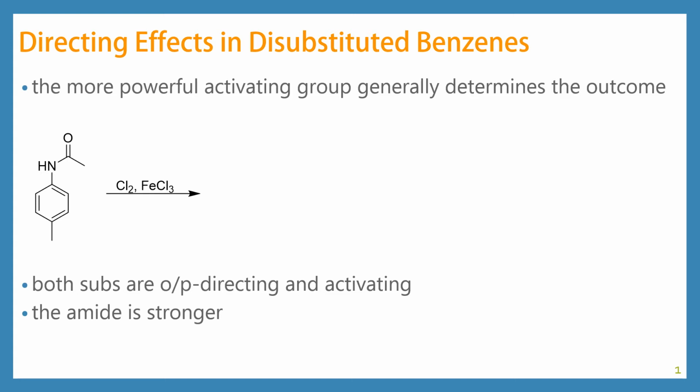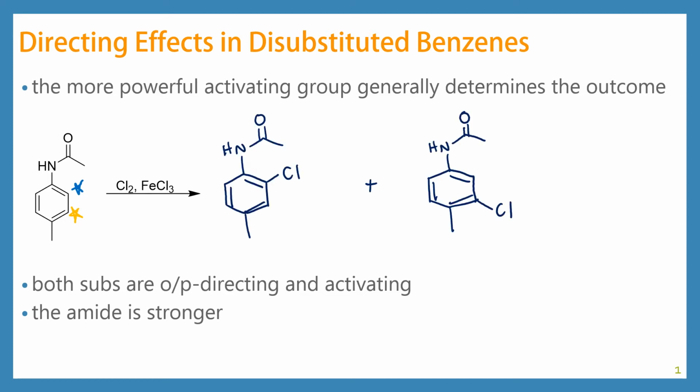So if we think about our possibilities here, these groups are para to each other, so a para substitution is not going to be possible. What we have to decide is whether the ortho position to the amide is better or the position that is ortho to the methyl group. Since the amide is the stronger director, we are going to put it in the ortho position to the amide. Because these are both activating, we're probably going to see a little bit of each product, but this one will be major and this one will be minor.